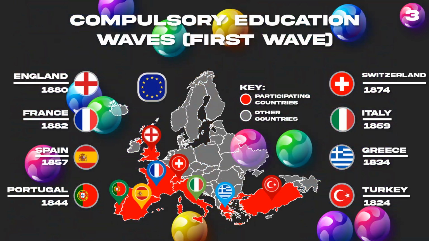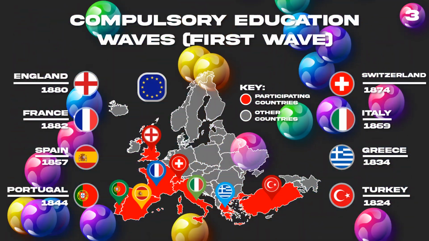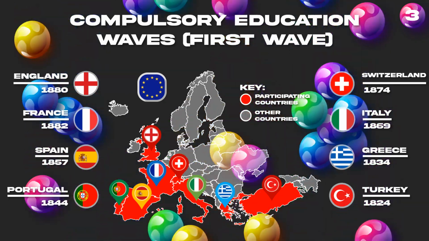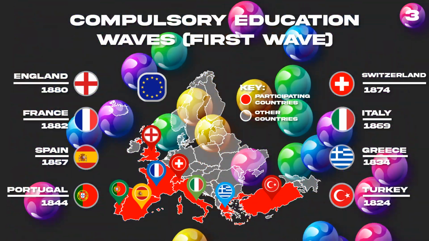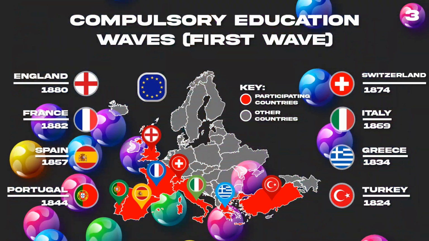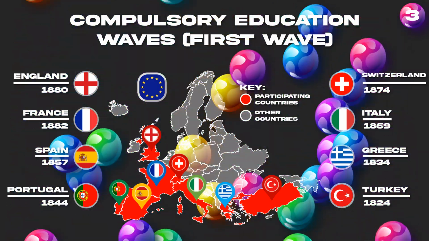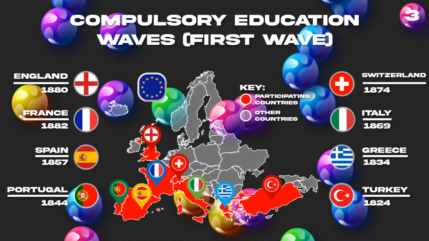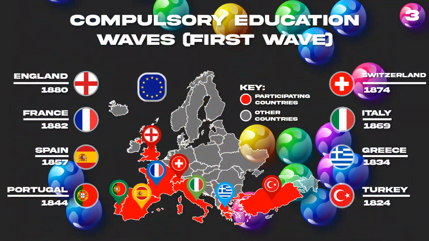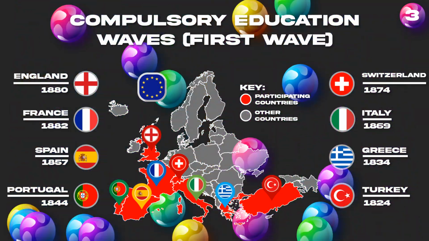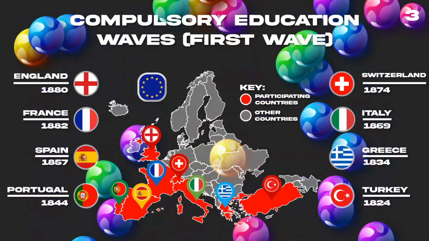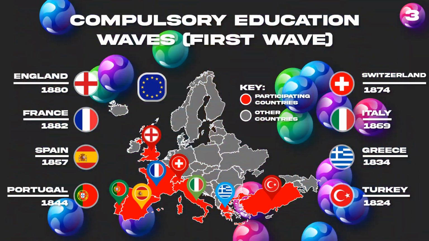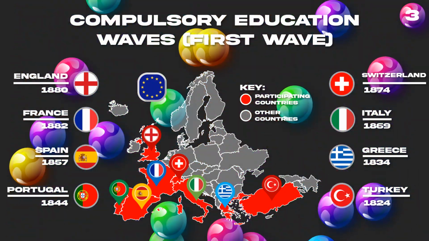The first compulsory education wave took place in Western Europe between 1820 and 1882, with both superpowers of the time, England and France, and other important countries such as Spain, Portugal, Switzerland, and Italy, and two other countries from the more eastern part of Europe, Greece and Turkey.